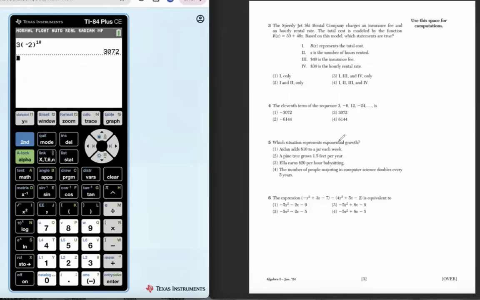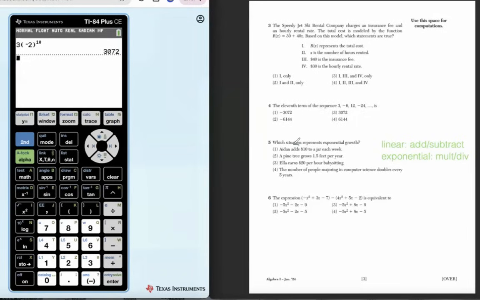Which situation represents exponential growth? I always tell my students, we need to know two simple concepts. Linear means adding or subtracting, and then exponential means multiplying or dividing, right? And so it's very simple. Guys, as long as you can split it up into these two concepts, you're going to be able to answer these problems very quickly. Aiden adds $10 to a jar each week.